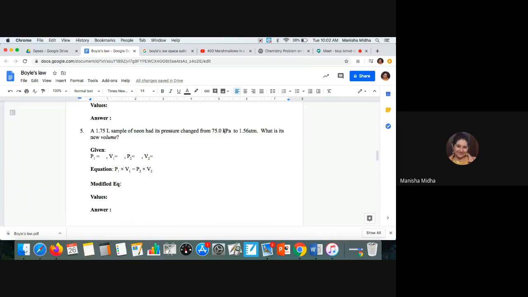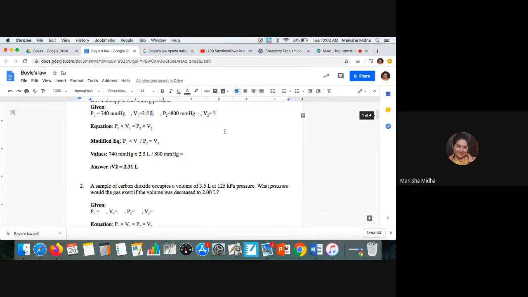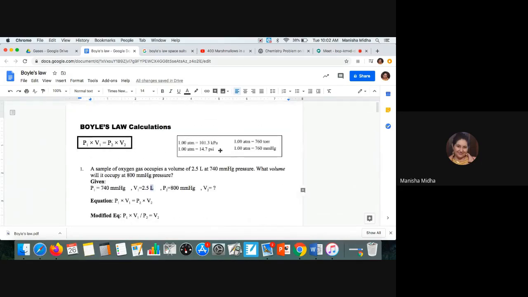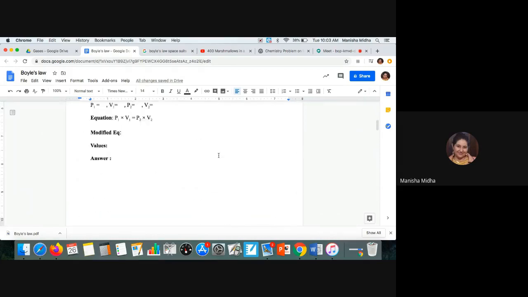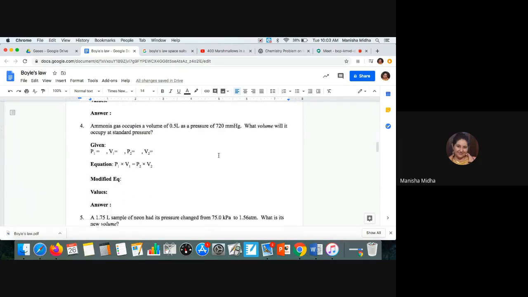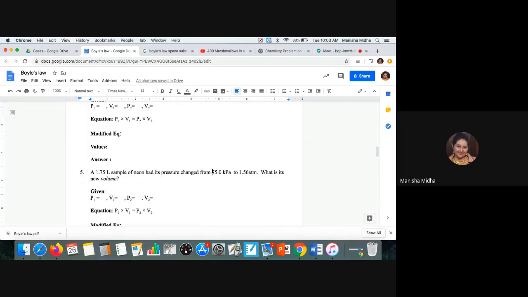Because you have already done an assignment before on how to convert kPa to atm, I have this box over here. It tells you the conversion between atm and kPa: 1 atm equals 101.3 kPa. So you will divide your given kPa by the constant. Question number 5, 75 kPa.